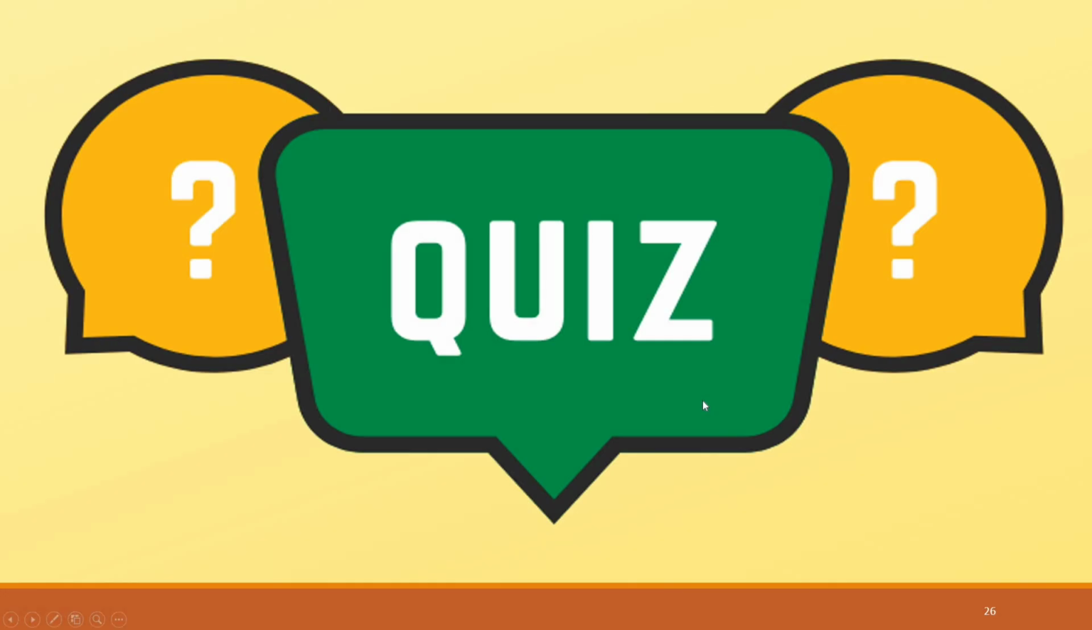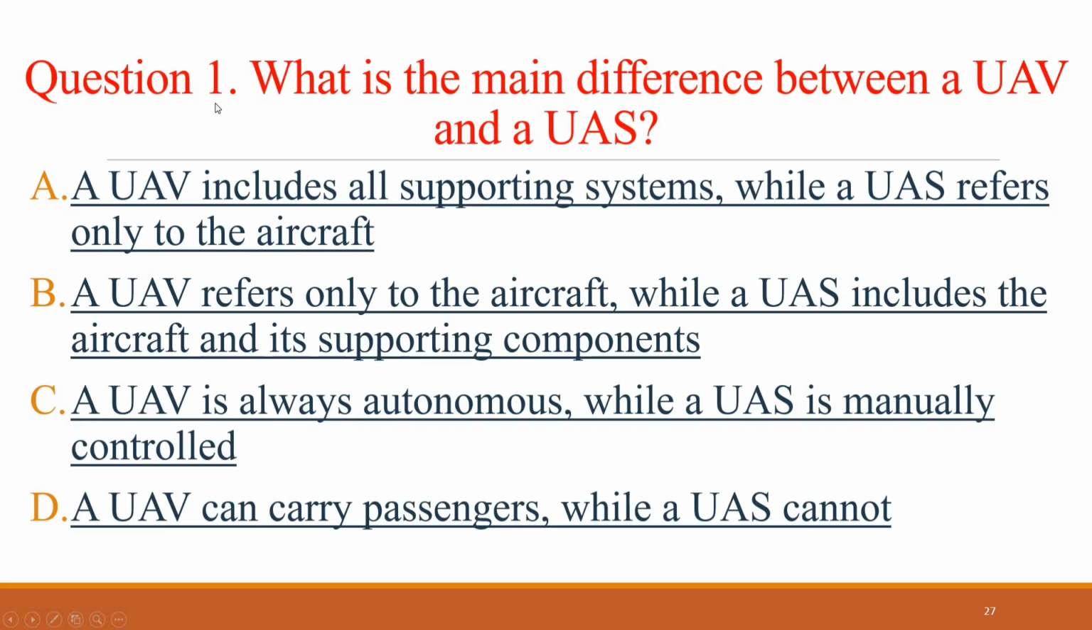Okay guys, now let's have a little quiz. The quiz consists of 5 questions. I'll give you 10 seconds for each one, and then I'll show you the correct answer. Let's start with the first question. Question 1. What is the main difference between a UAV and a UAS?